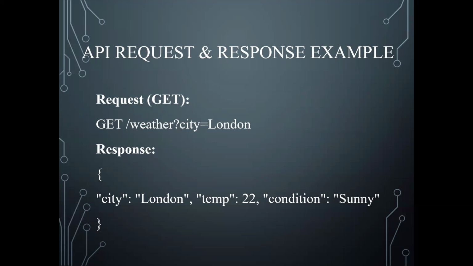So here is the API request and response example. In terms of request, we can make use of the GET method. The GET is followed by what we are looking for: the weather in the city London. And we are getting back the response as city London, temperature is 22, and the condition is sunny. The response comes back in JSON format and the request is forwarded using the GET method.